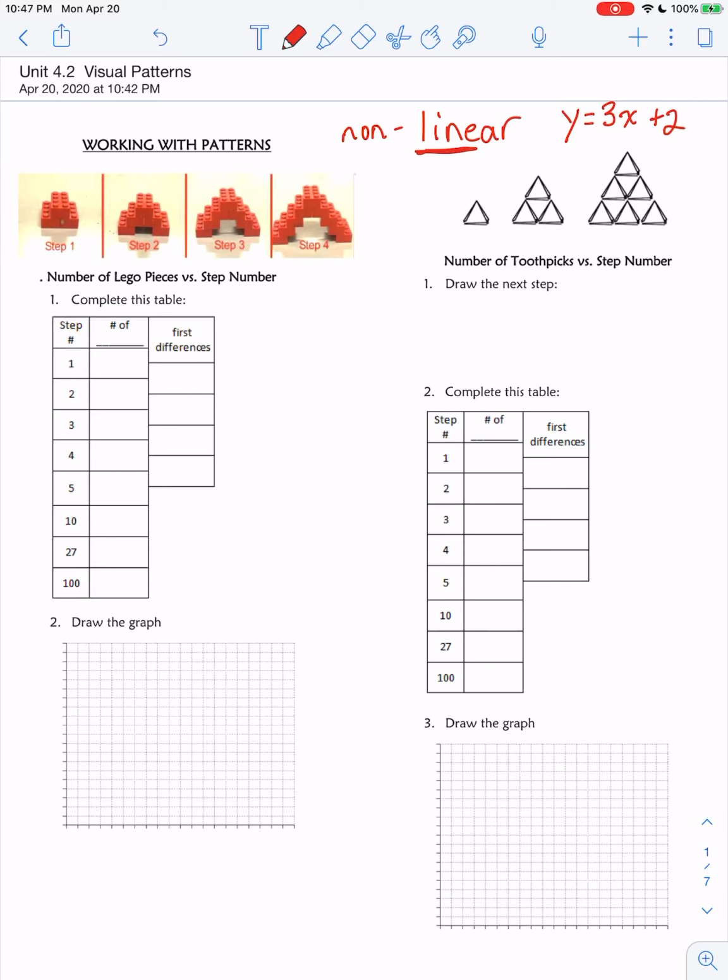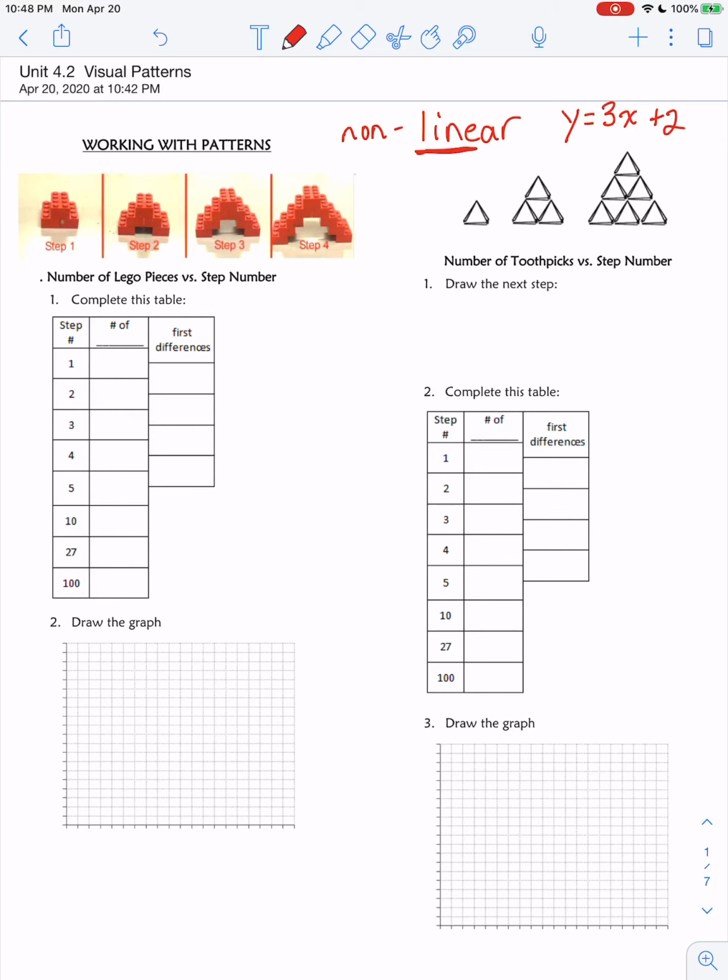In today's lesson, we don't actually have an equation. We just have a pattern. We're looking at a diagram or a picture, and we're looking at the patterns, and we want to figure out, is this going to be a linear relationship or is it going to be a nonlinear relationship? So we're going to look at these first two examples in the handout, and then I'll leave you to look at the rest of them.